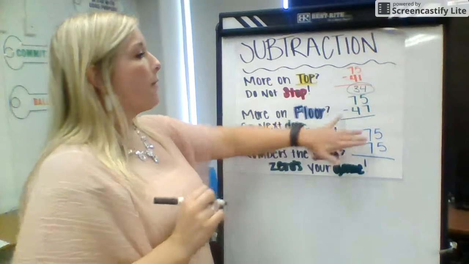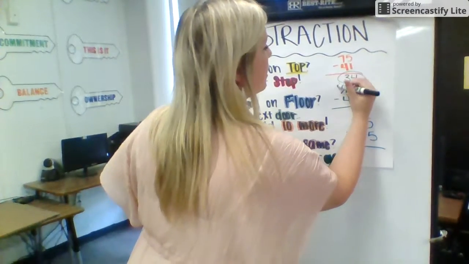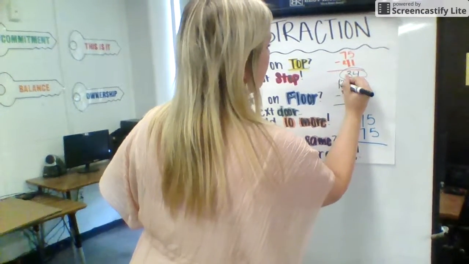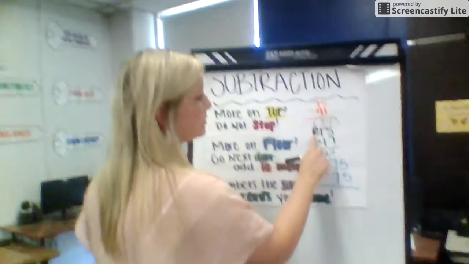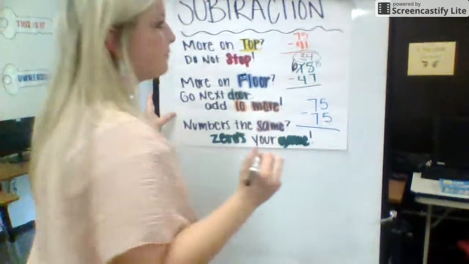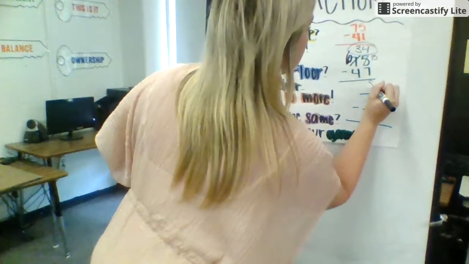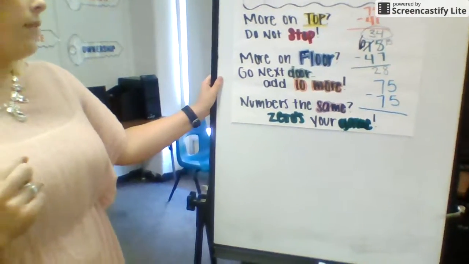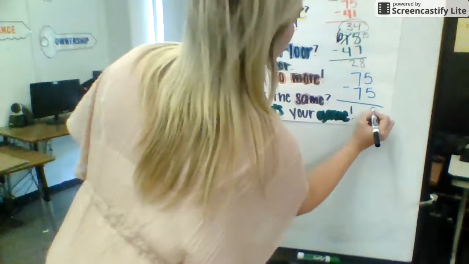But this is where it gets tricky. Our big number is on the floor. So what we're going to do instead is we're going to go over, we're going to go next door, and we're going to add 10 more to this side. So since we took a 10 away, we made this 7 into a 6, and we made this 5 into a 15. So when you take 8 away from 15, you're going to get 7, and 6 minus 4 is 2. Perfect. The last part of this rhyme is if the number's the same, 0 is your game. 5 minus 5 we know is 0, and 7 minus 7 is 0.